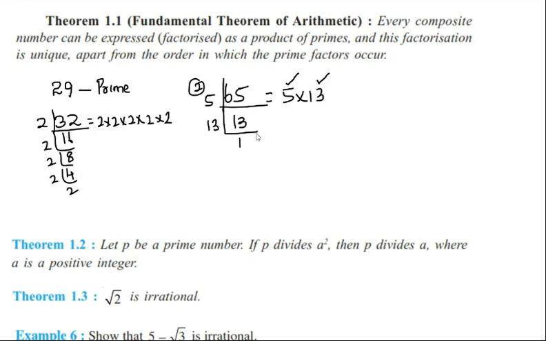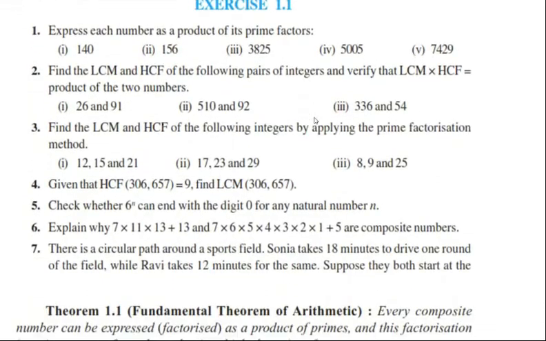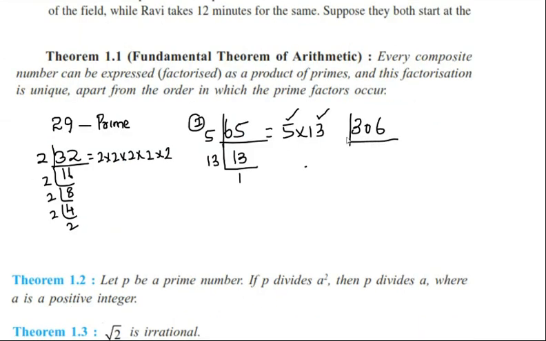Now I want to take another number. So many numbers are there: 510, 92, 306. Let me take 306. Okay. Now what is that 306? With the 2 table it is possible. 2 threes are 6, 2 fifteens are 30, and 2 153s are 306.